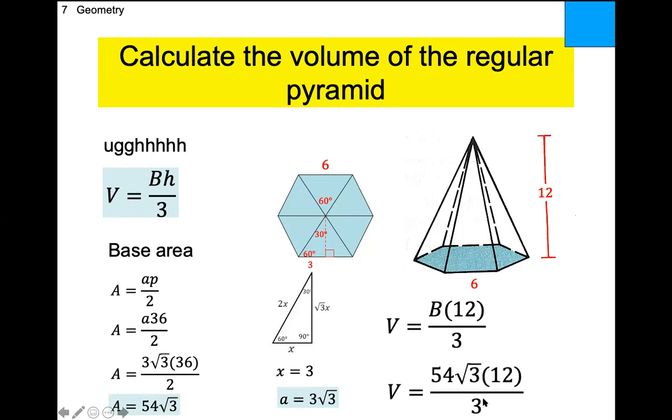Let's see, 12 divided by 3 is 4. 4 times 54, 4 times 4 is 16, carry 1. 4 times 5 is 20 plus 1, 21. So 216 root 3. My word, did that take forever. That was one problem. They're not all this bad, but some of them are.